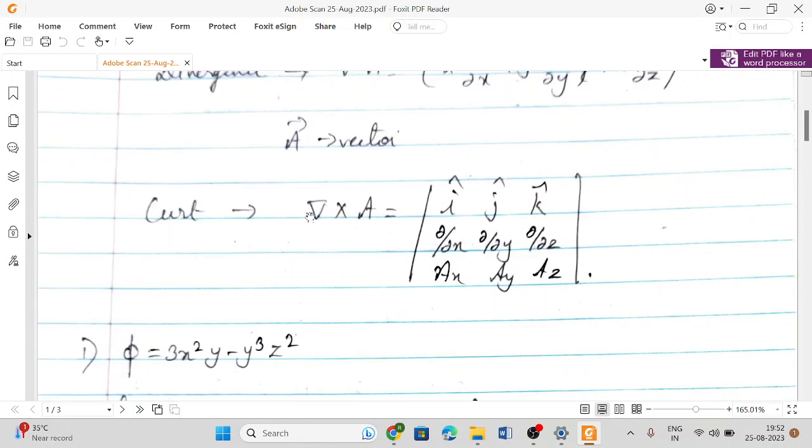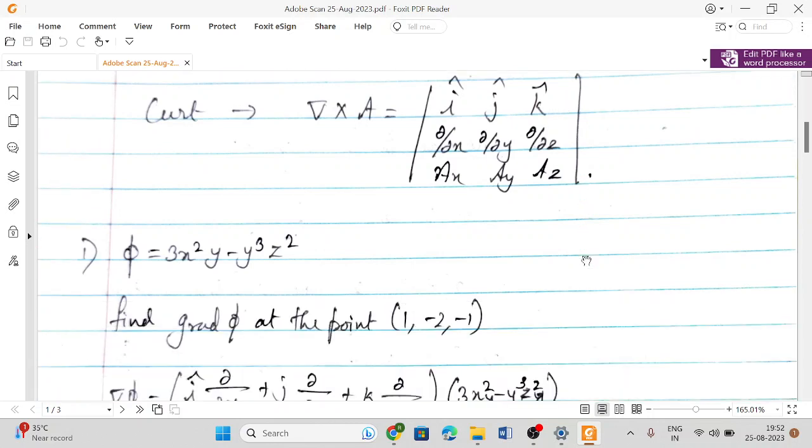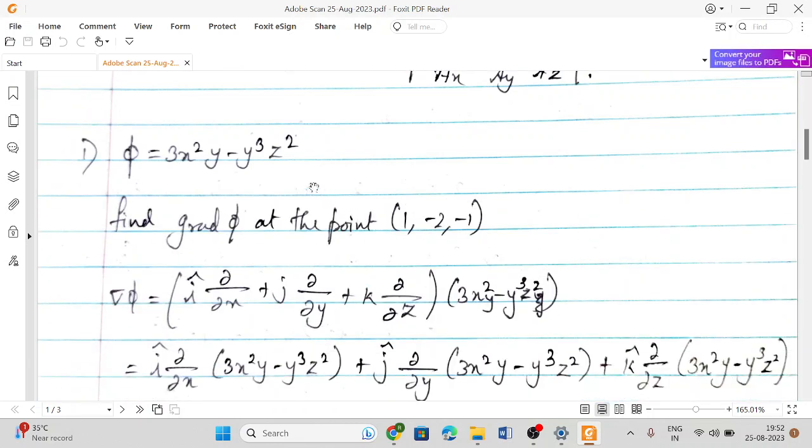Then we have a curl. So here del is a vector operator, and A is also a vector. So here is the formula for the curl. Right? So here we have a first problem.